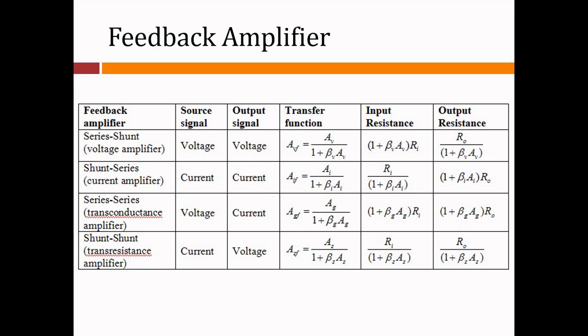When we have a series feedback connection, it tends to increase the input impedance of the amplifier. This is because the feedback signal is returned to the input in series to oppose the applied voltage, causing input current to fall and consequently making the input impedance increase. In comparison, you can check that for a voltage amplifier the input resistance is increased while the output resistance is decreased by a factor of 1 plus beta A. So depending upon the topology we can vary the input and the output resistance accordingly.